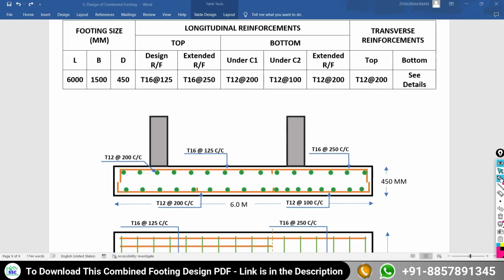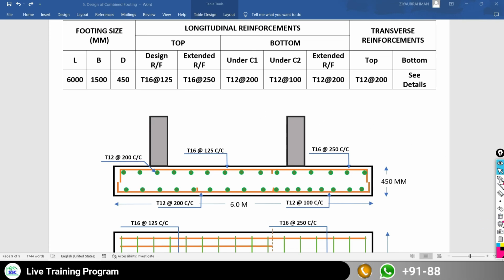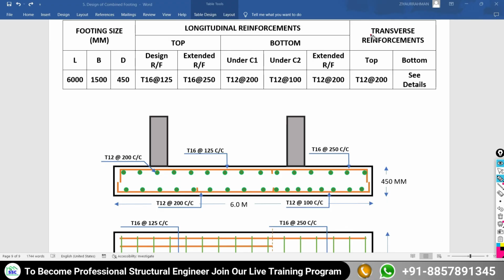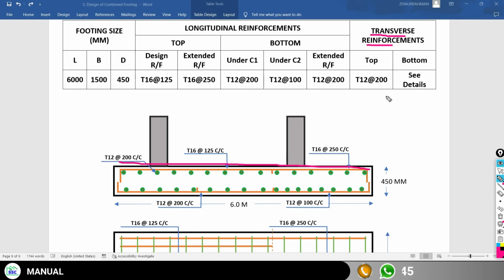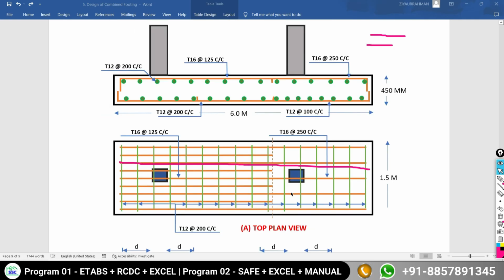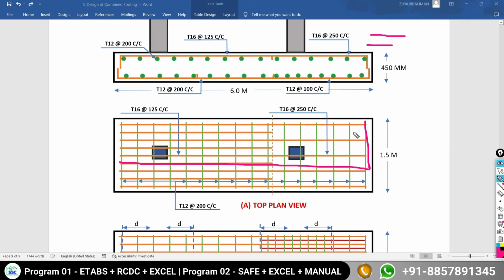Now what about the reinforcement along the width of the footing? So along the width of the footing, transverse reinforcement at top we are going to provide throughout the span as 12 mm dia at a spacing of 200 mm center to center. Have a look over this. At the top face all the bars have a spacing of 200 mm center to center with a 12 mm diameter of bar.